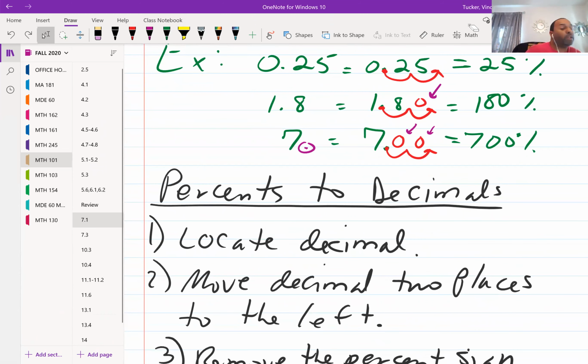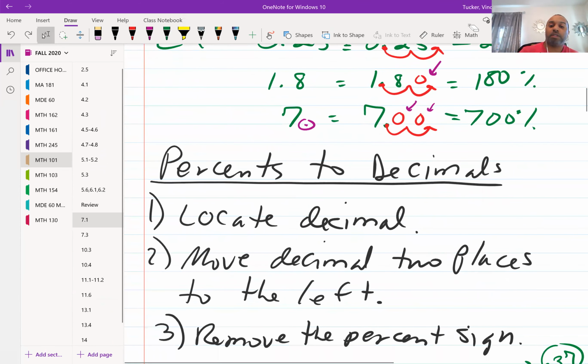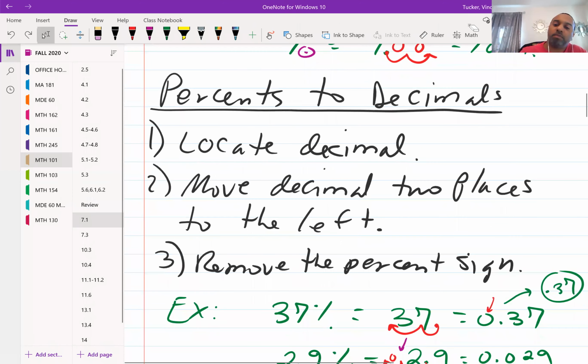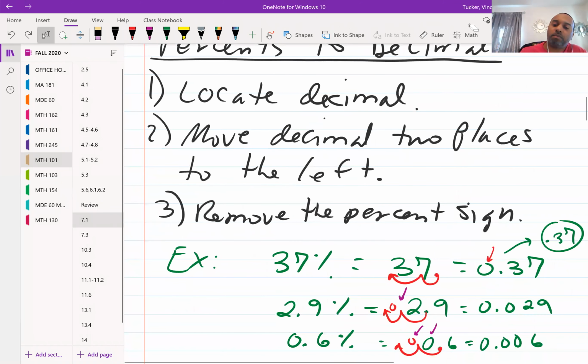Next one, we're going the other way with it. We just did decimals to percents. This time we're doing percents to decimals. First, we'll locate the decimal. Then we'll move the decimal 2 places to the left. And final step, remove the percent sign. So 37%, move your decimal 2 places to the left. That's 0.37.